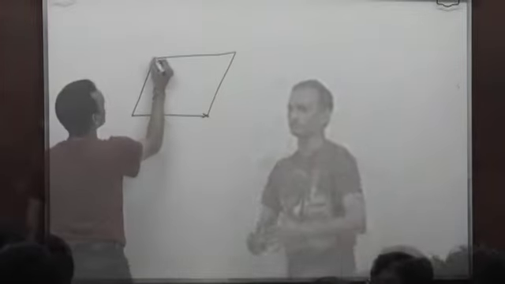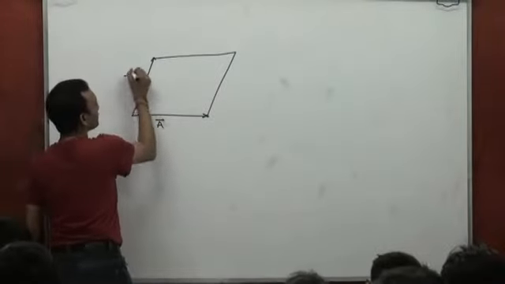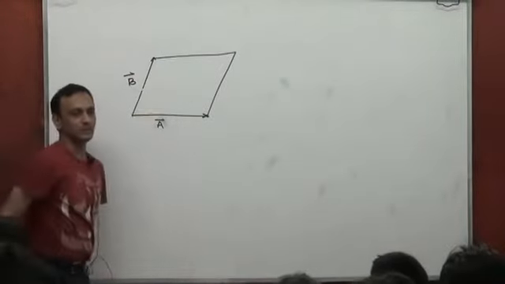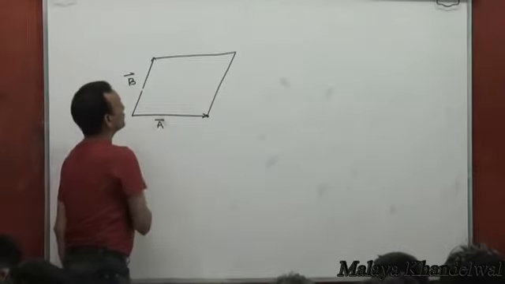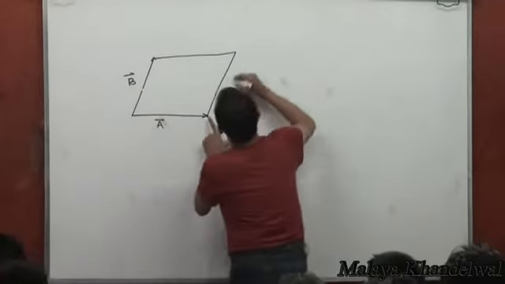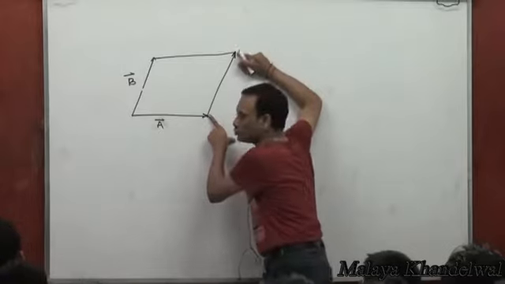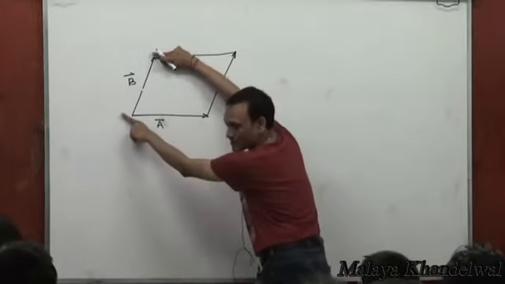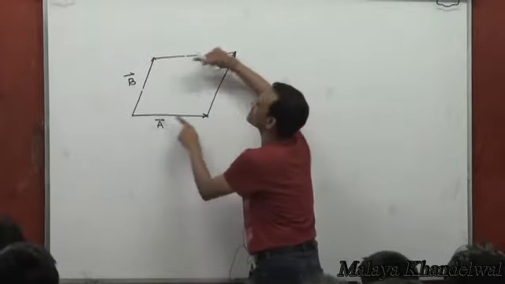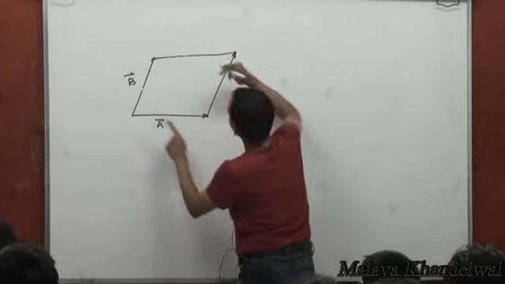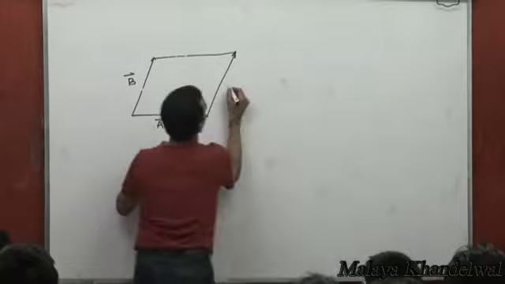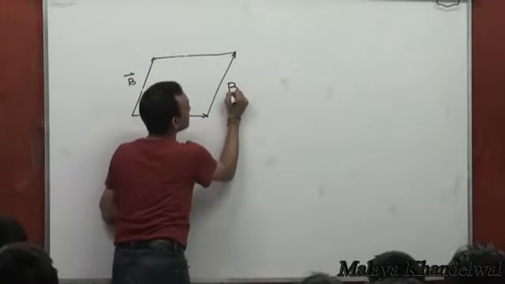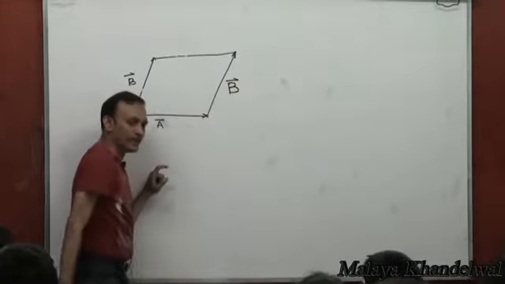This is a vector A, this is a vector B. Do you realize that if I imagine this to be a vector, this will be the same as B? Why? Because its direction is the same as the direction of B and its magnitude is the same as the magnitude of B. So this vector could be looked upon as the vector B. This also could be looked upon as the vector B.